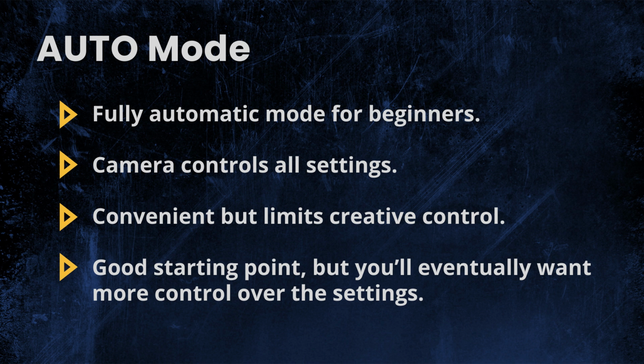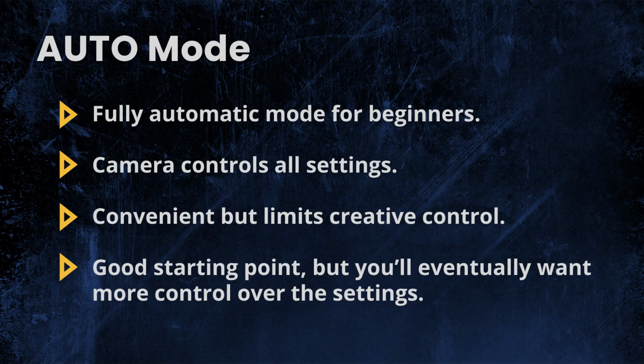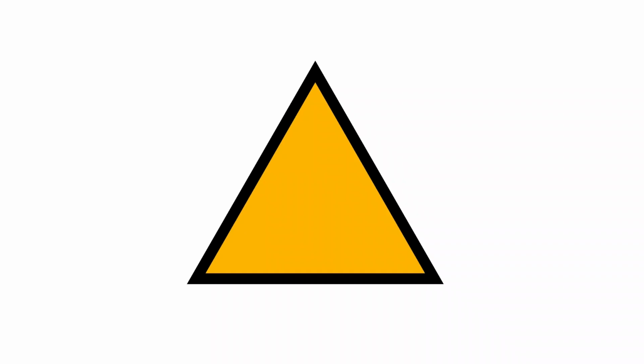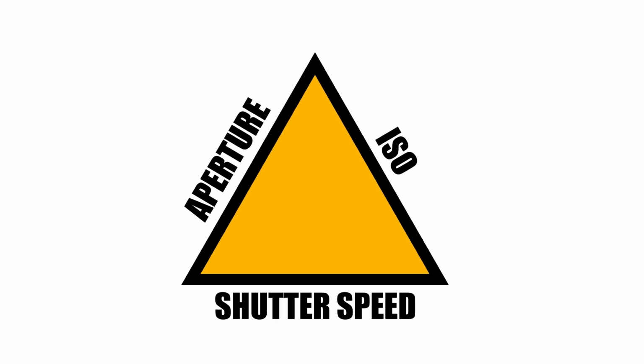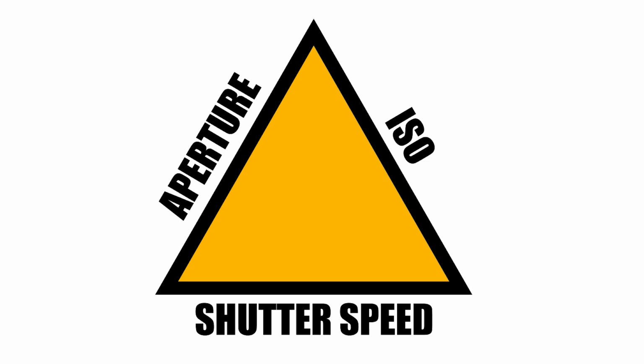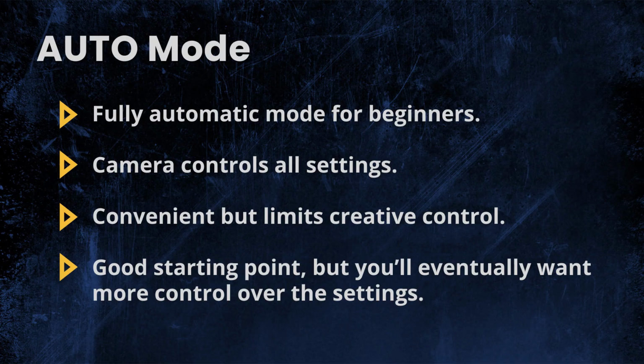But here's the catch. While auto mode is pretty convenient, it takes away your creative control. The camera might choose settings that don't give you the look that you want. And here's an example. If you're trying to get a nice blurry background in a portrait, auto mode might not get you there because it doesn't prioritize depth of field. So in terms of the exposure triangle, aperture, shutter speed, and ISO, auto mode takes control of all three. So auto's a good starting point, but as you move past the ultra beginner phase, you're going to want more control to get exactly the results that you're looking for.